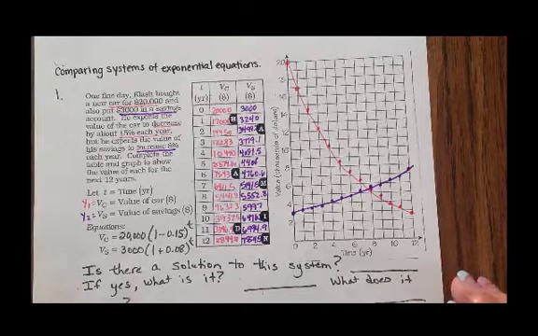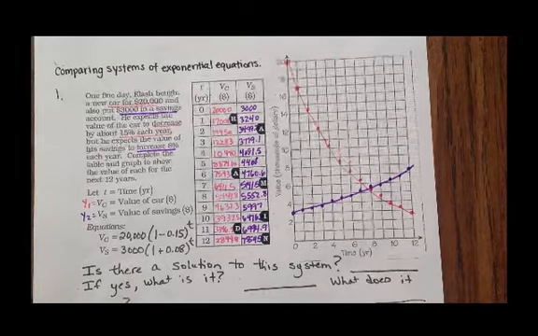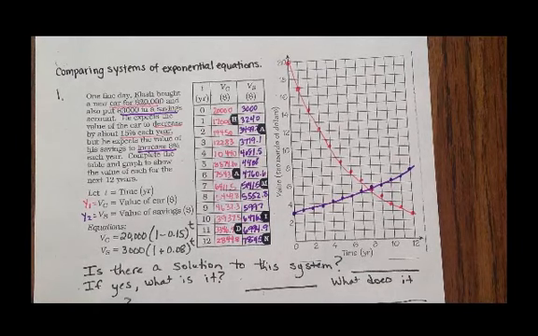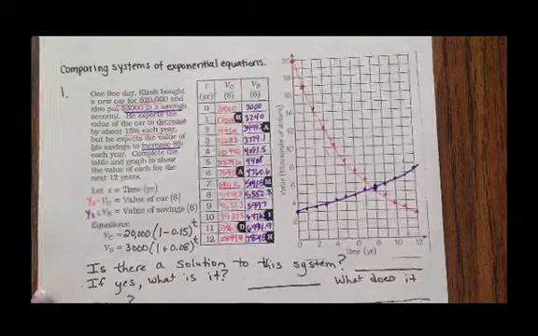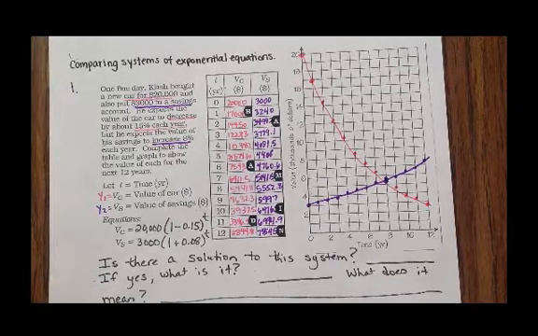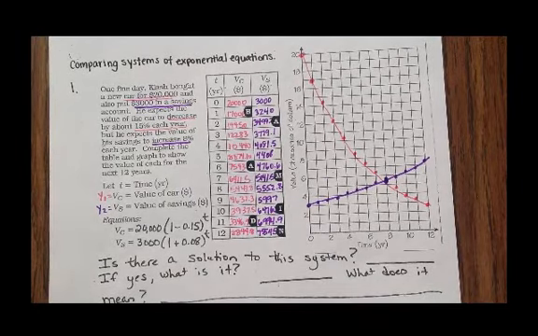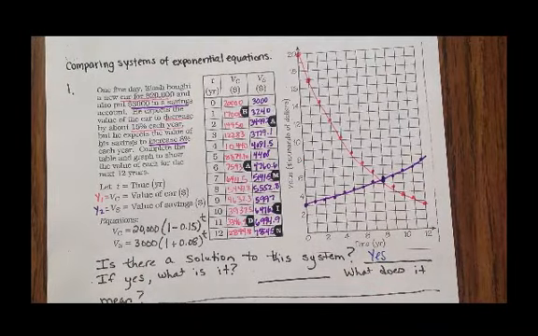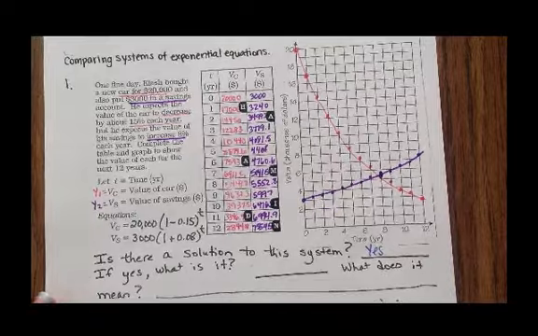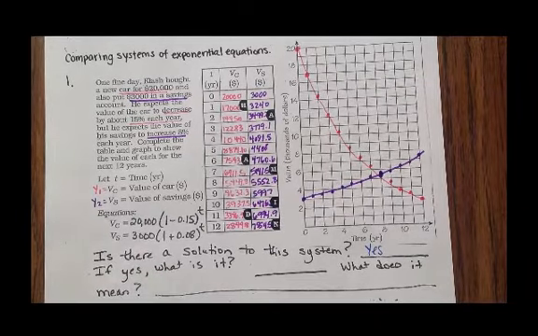So we want to figure out where these two are equal. When we look at our graph, we know that it's going to be somewhere around this area, where those two points are together. There's a couple of ways that we could do this. One, we want to know, is there a solution to this system? And yes, there is, because we know that when two graphs intersect, that's the solution. So we want to figure out exactly what that solution is.